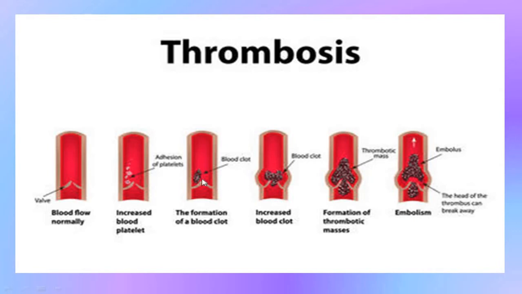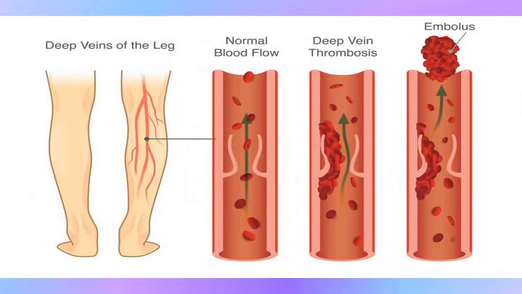Sometimes this blood clot may detach from the site of its formation and enter the bloodstream. This is called embolism, and this detached blood clot is called an embolus. Through the bloodstream it enters any other part of the body and might cause blockage of a blood vessel.